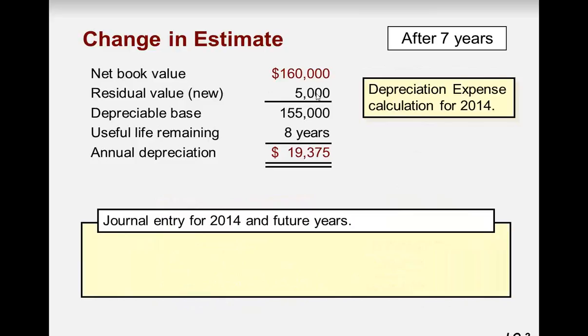So our new residual is $5,000. That gives us a depreciable base of $155,000, and we're saying it's going to last us for a total of 15 years, so an additional 8 years. We divide the $155,000 by 8 to get our $19,375 per year for the remaining years.